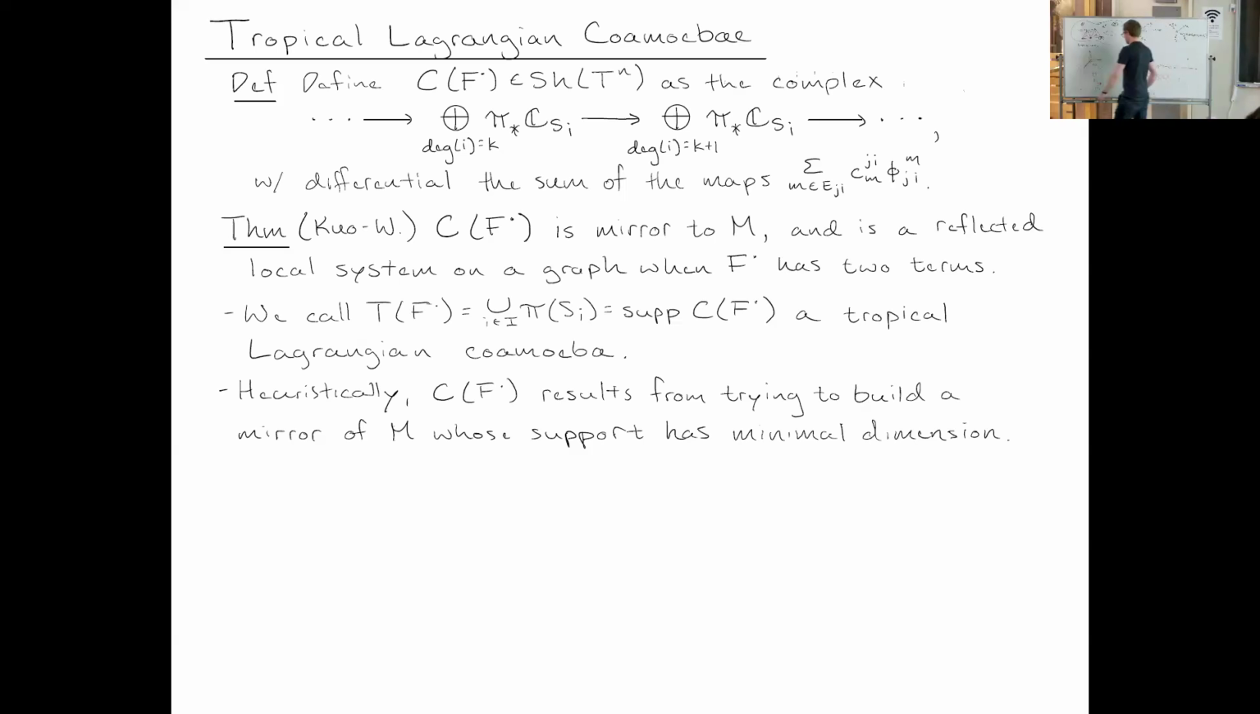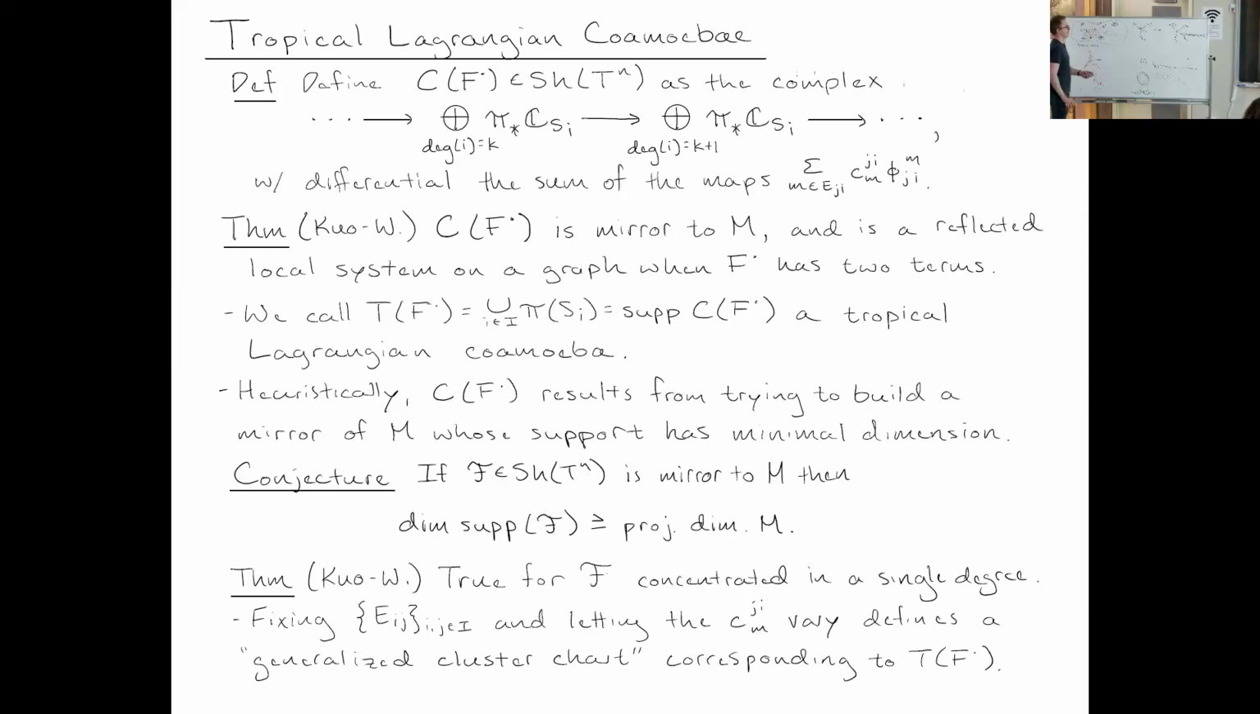And the precise conjecture is that it's the same as the projective dimension of M. So conjecture: I fix a module M over the Laurent polynomial ring. If I have a constructible sheaf which is mirror to it, then the support of that sheaf has to be at least the projective dimension of it. We can prove this if I further assume the depth is concentrated in a single degree itself. But that's the heuristic picture here. And so the idea of the construction is that it's trying to produce something that saturates this bound.